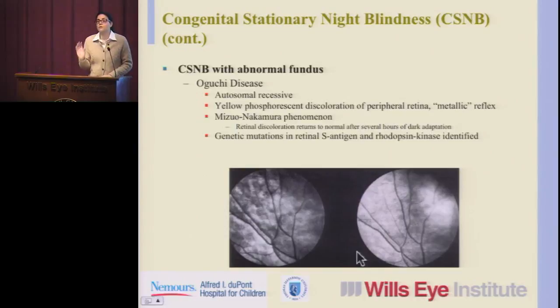Congenital stationary night blindness with abnormal fundus. And this is nice because they have classic photos, with Oguchi disease. This one is autosomal recessive, and you characteristically see this yellow phosphorescent discoloration of the peripheral retina and these metallic flecks. And then it returns to normal after several hours of dark adaptation. And it's linked to a genetic mutation in the retinal S antigen, and rhodopsin kinase is identified.